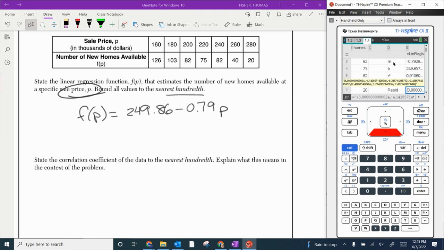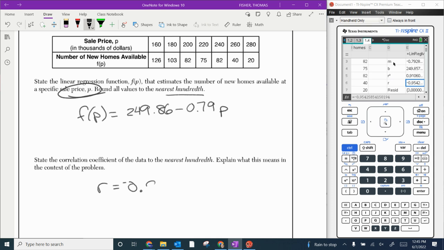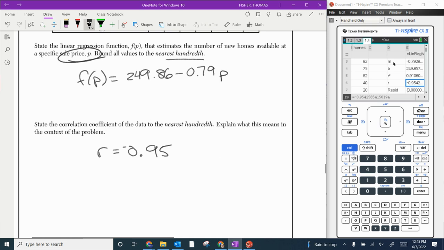Correlation coefficient is r, not r squared. So r is equal to negative, let's make that more obvious, negative 0. Nearest hundredth would be 954, so 95. What does this mean? This means a strong negative relationship, because it's close to -1.